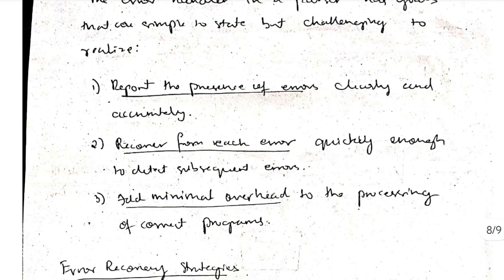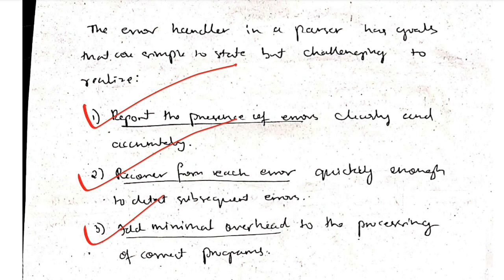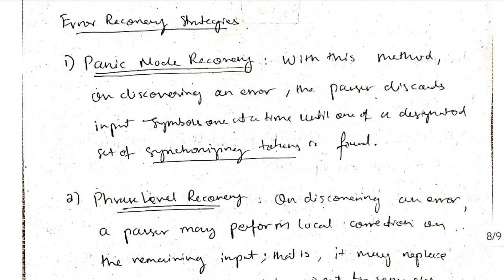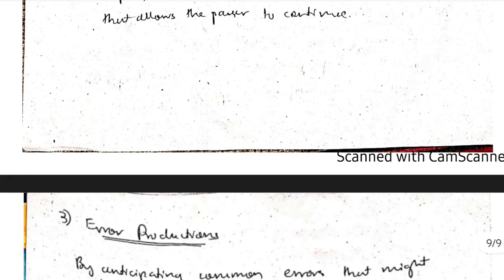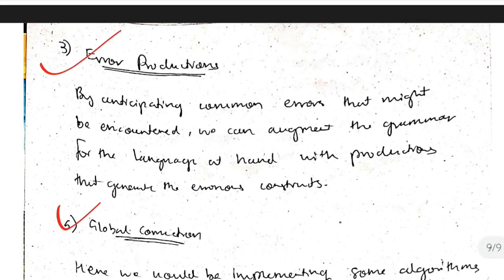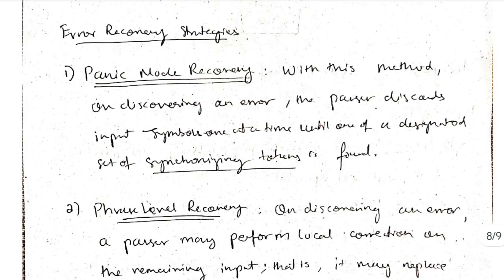So how to handle those errors? The best way is that these three things should be there: report the presence of errors, recover from each error, and add minimal overhead to correct the program. These are the three things we keep in mind when choosing which error strategy to use. How many recovery strategies are there? Panic mode recovery, phrase level recovery, error productions, and global correction. Four are there, so let's discuss each one by one.